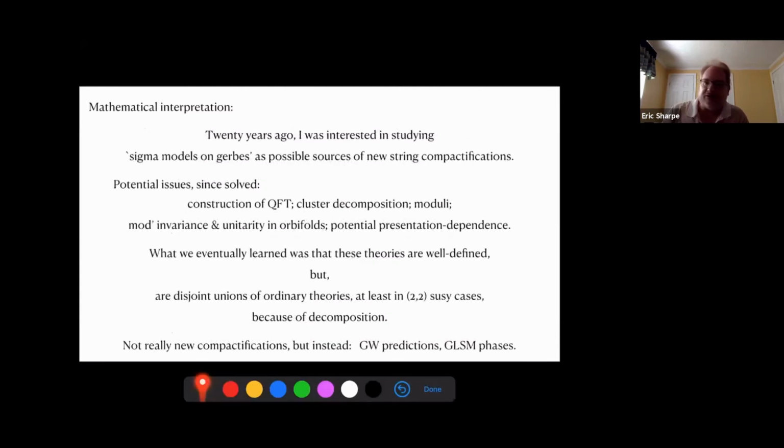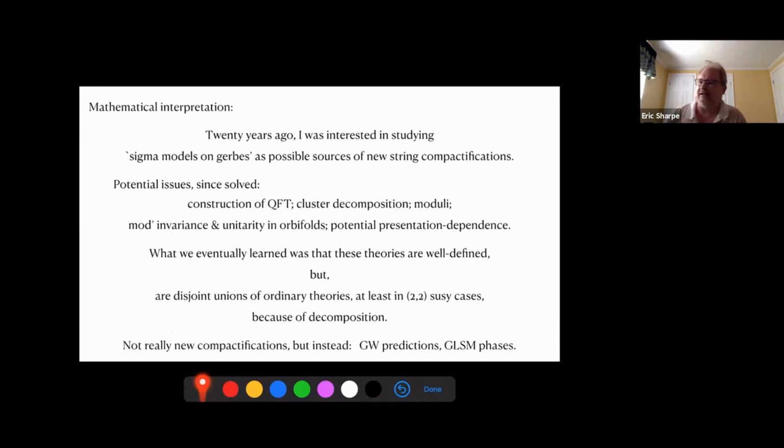Now, 20 years ago, I got into this because I was interested in studying sigma models on gerbes as possible sources of new string compactifications. There were a lot of headaches at first. Initially there was some question about how in the world you actually build a field theory that would correspond to this. There are questions about how cluster decomposition works, as I've touched on earlier in this talk. There were confusions about moduli.